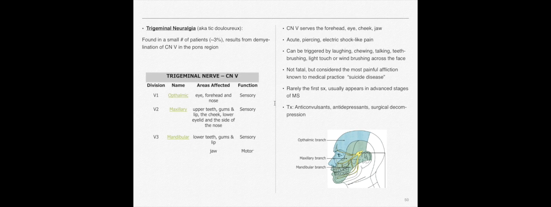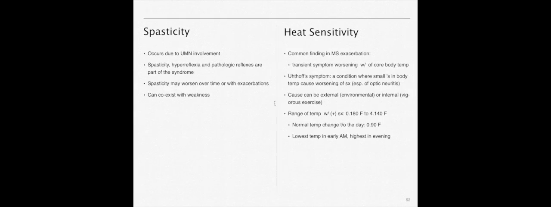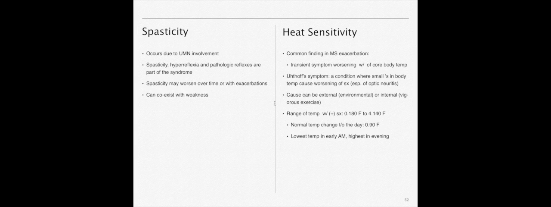Trigeminal neuralgia, you've already learned about this, but if not, make sure you go through and read this and understand it. It is found in patients with MS, but a small number, about 3%. However, when it is coupled with MS, it tends to be a worse form of trigeminal neuralgia and is a very painful, very significant deficit for that individual. Okay, weakness, we've discussed, and visual disturbance makes sense based on region of the brain. Spasticity is due to the upper motor neuron involvement.